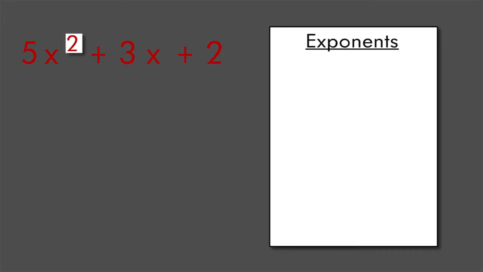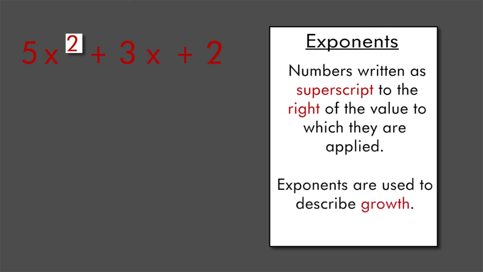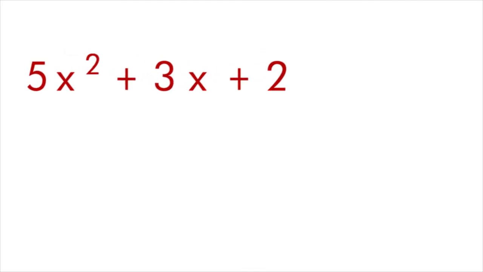Finally, we want to look at exponents, which are the small numbers written above everything else. This is called superscript writing, super meaning above, script meaning writing. But they're written over the right side of a number or a variable. Exponents can be numbers or variables, and they represent growth, which we will learn more about later in the course.